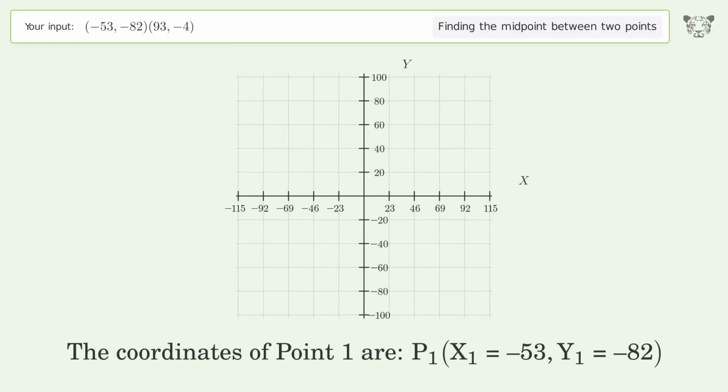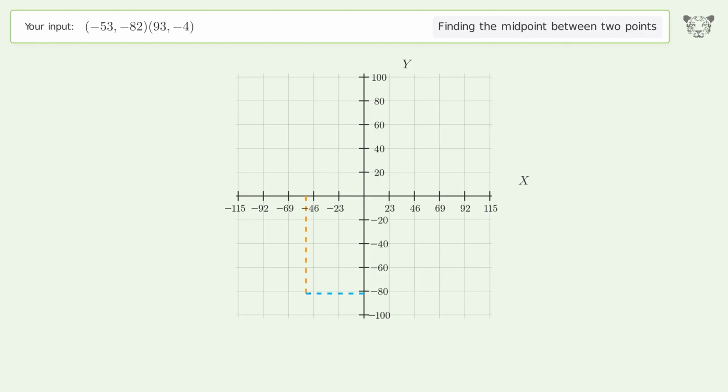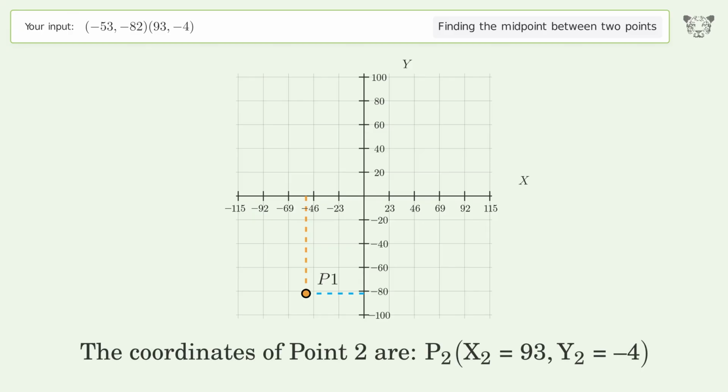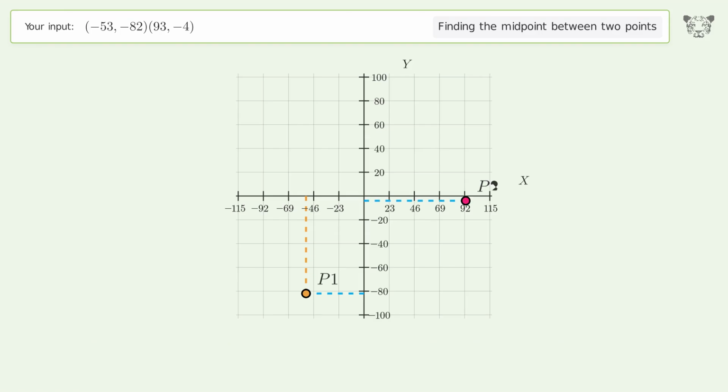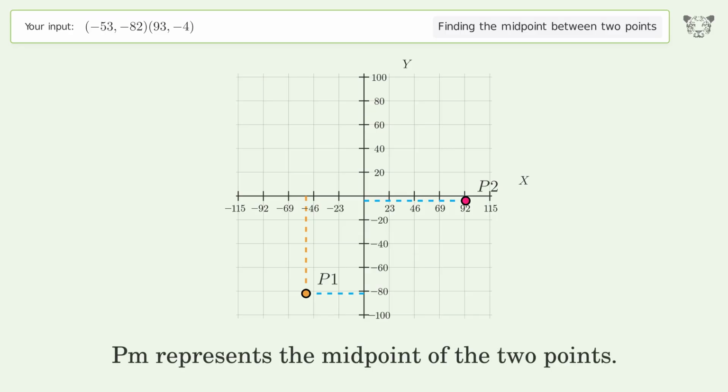The coordinates of point 1 are x1 equals -53, y1 equals -82. The coordinates of point 2 are x2 equals 93, y2 equals -4. PM represents the midpoint of the 2 points.